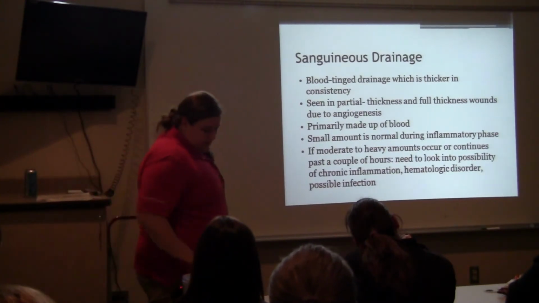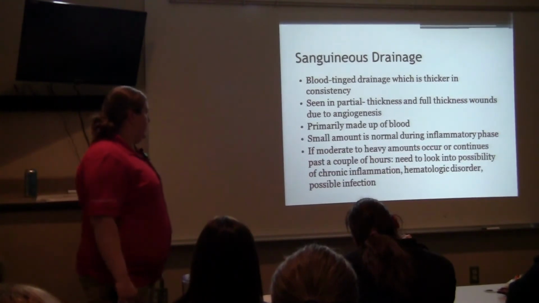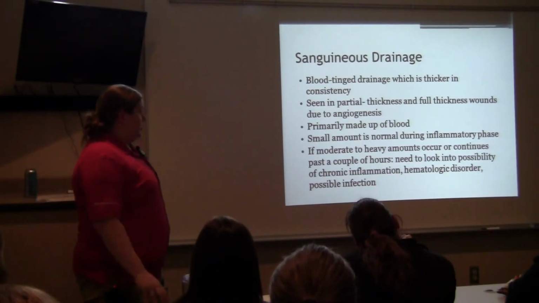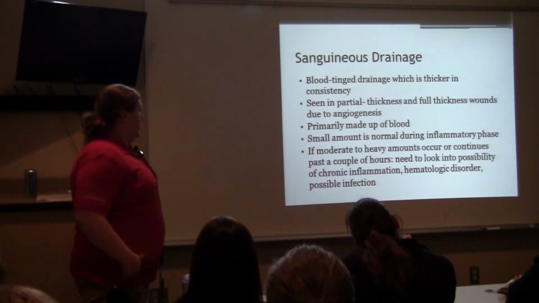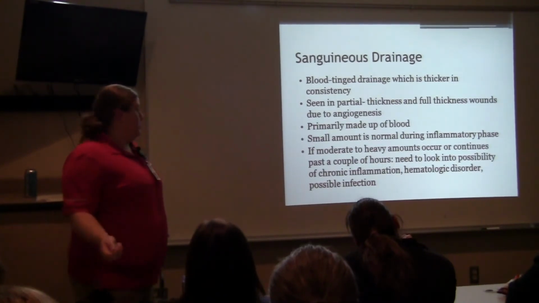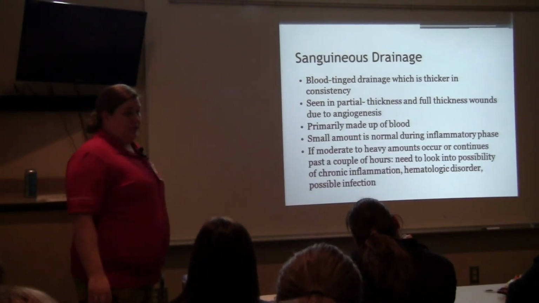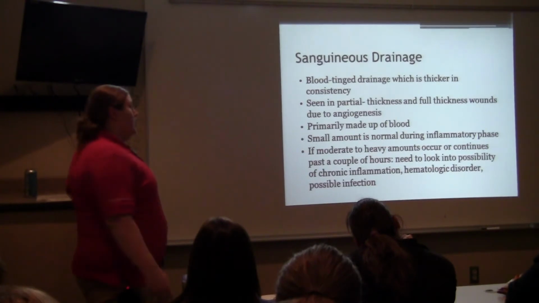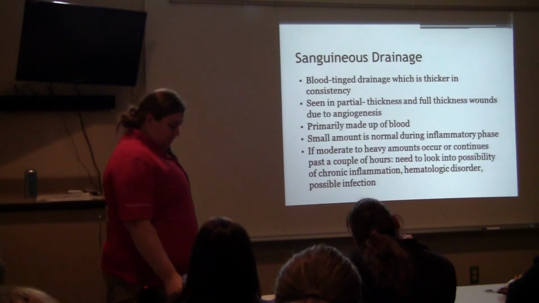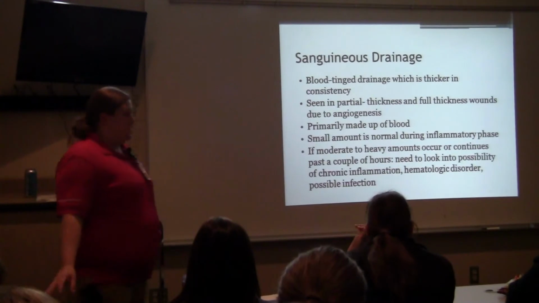Sanguineous drainage, that means that there's blood within the drainage. That is normal at onset of a wound. If you have a surgical wound, if you fall and hit something, you're going to get some bleeding. This is usually seen in both partial and full thickness wounds. It's primarily blood. This is normal initially, but if it continues to occur or there's large amounts of drainage past a couple of hours, obviously, then our clotting's not working, and we need to look at whether there's a clotting issue, inflammatory issue, possible infection. Need to look at that. So normal at first, not normal as it goes on.